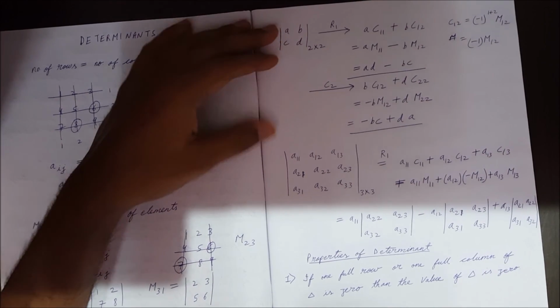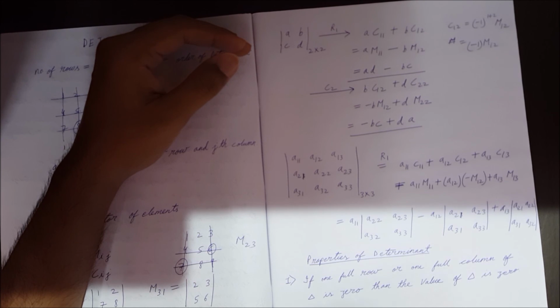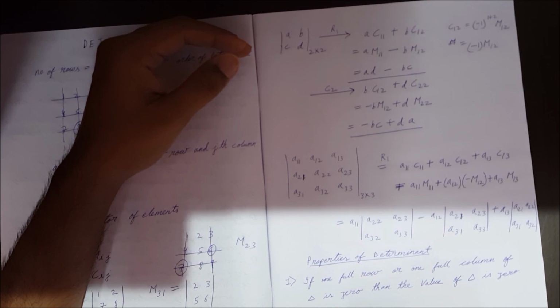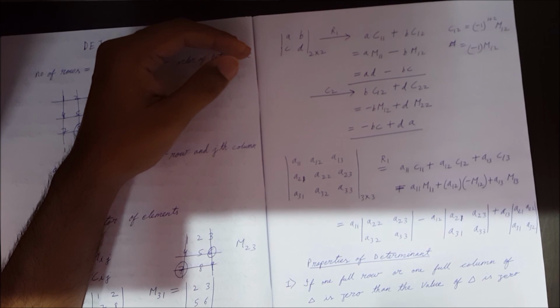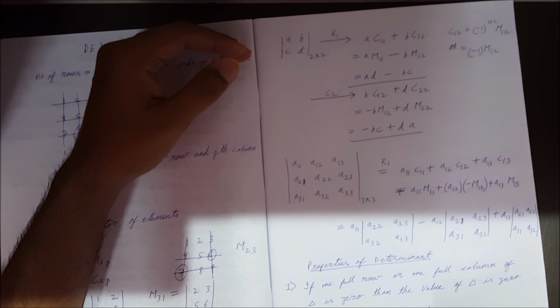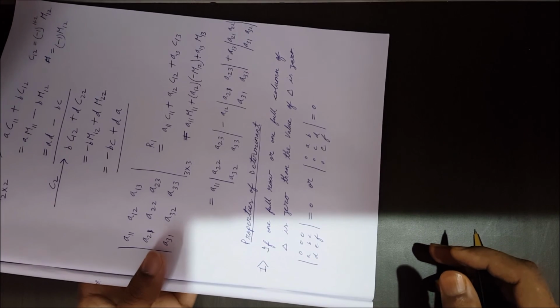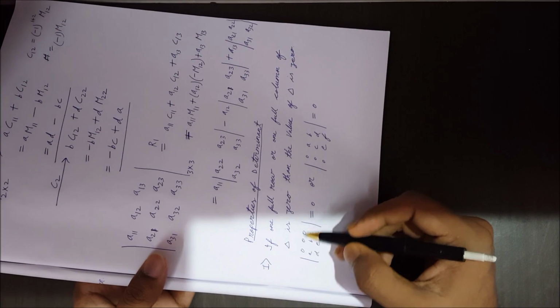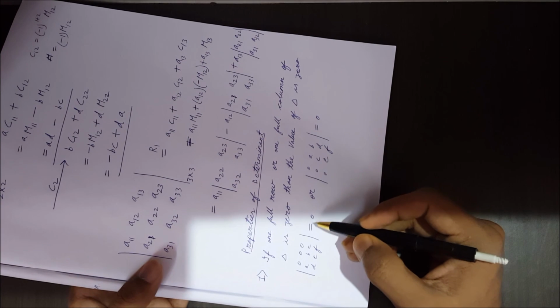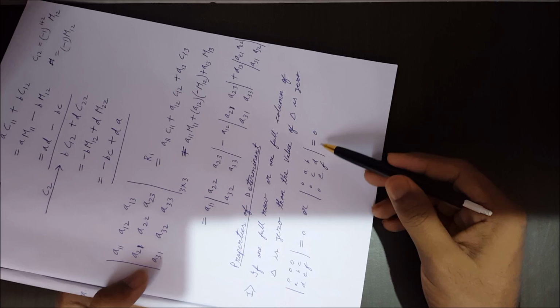Now what is the meaning of this? Suppose we have the row 0 0 0 and random values a, b, c, d, e, f, then the value of this determinant will be 0. Or if we have a column of 0 0 0 with a b c d e f, then the value of this determinant will also be 0. So we don't need to calculate these values. Here the row is 0, therefore the value of the determinant is 0. Here the first column is 0, therefore the value of the determinant is 0.